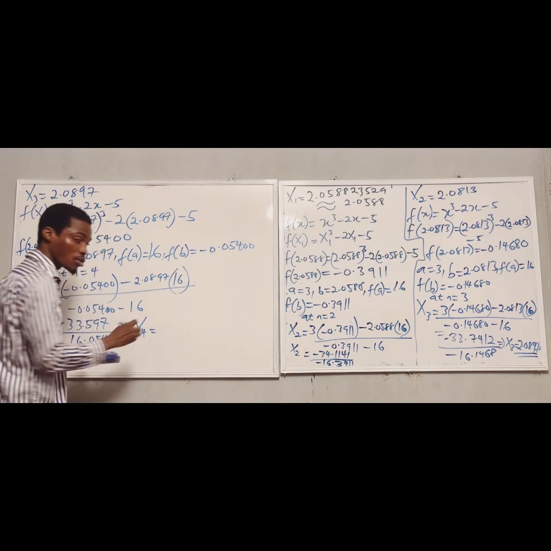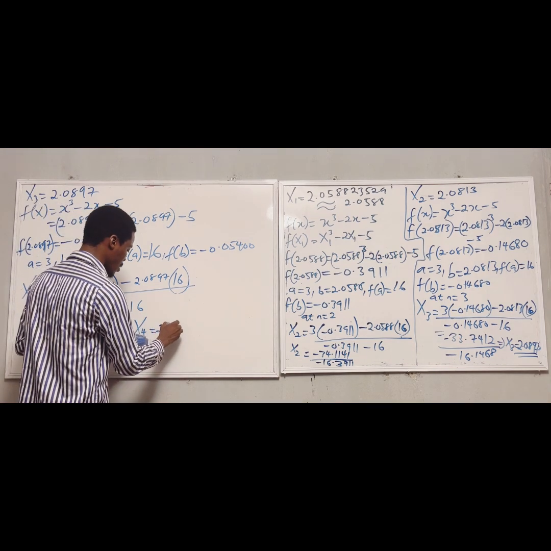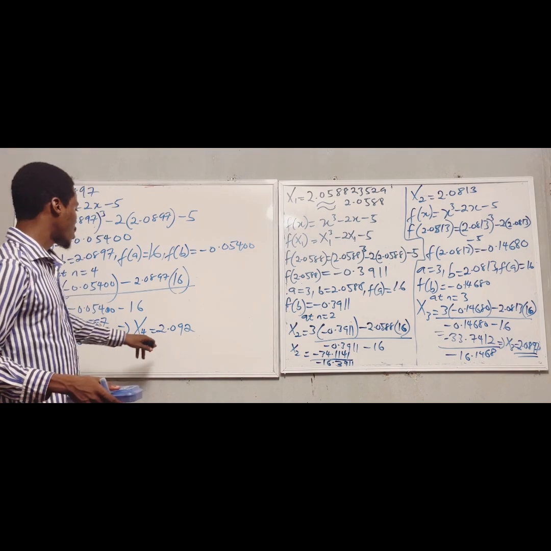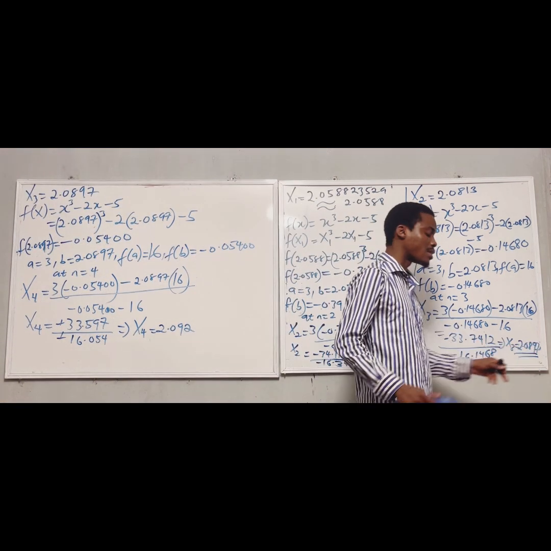So what is my x4? My fourth approximation is minus 33.597 divided by minus 16.054. So I have 2.092. So if you look at this, my x4 is 2.092, and my x3 is 2.0897.